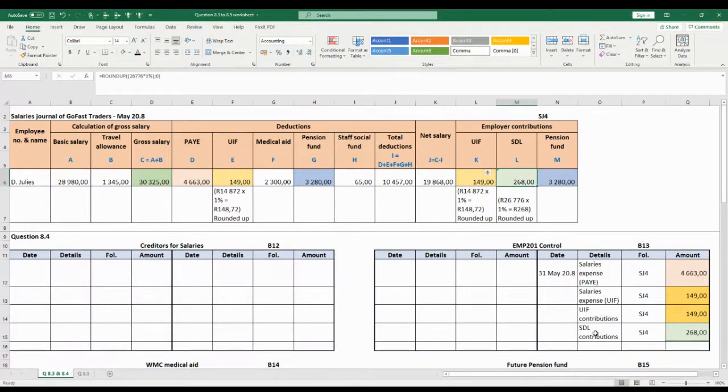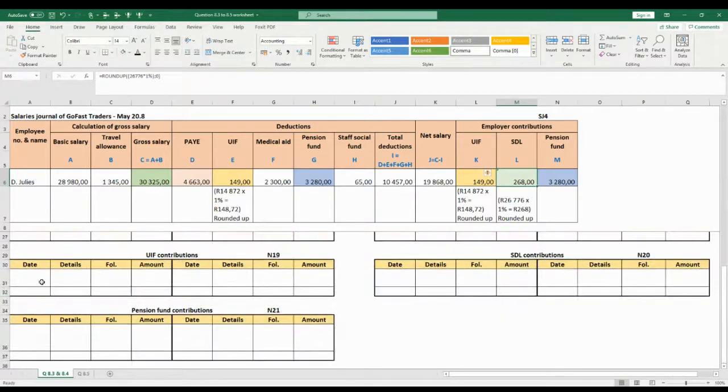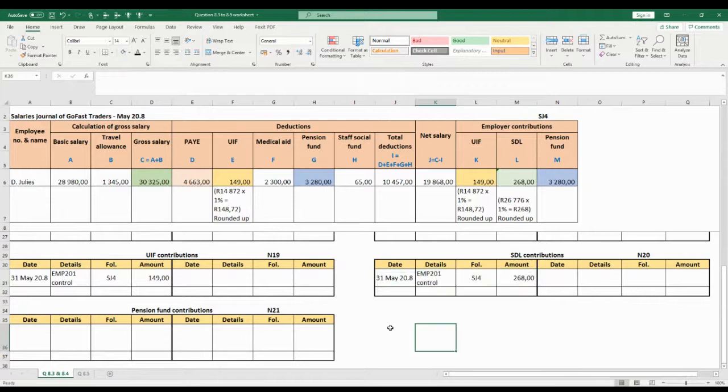But I said for these ones, we've got an equivalent expense account. So if we scroll down, you'll see we've got a UIF contribution account. So expense accounts are debited. And we've got an SDL contribution account, which will also be debited. So this is the yellow, and this is the light green. Okay, so only for the employer contributions do we have the liability account and the equivalent expense accounts.